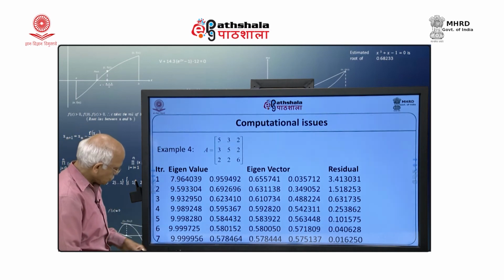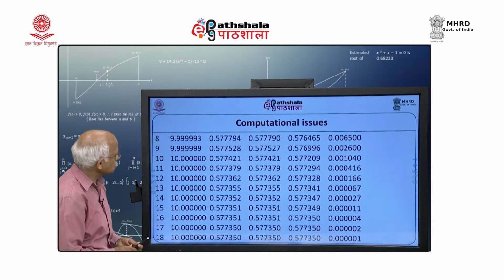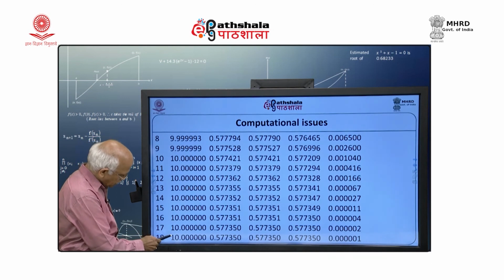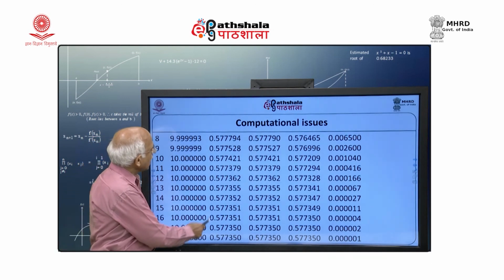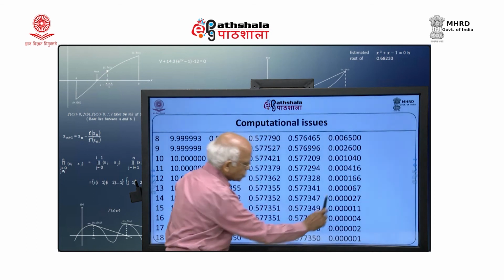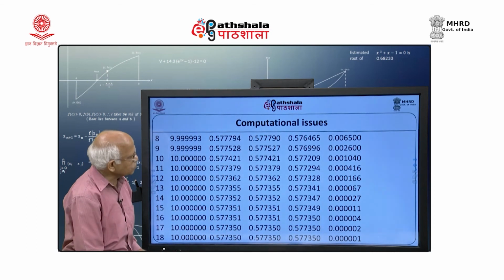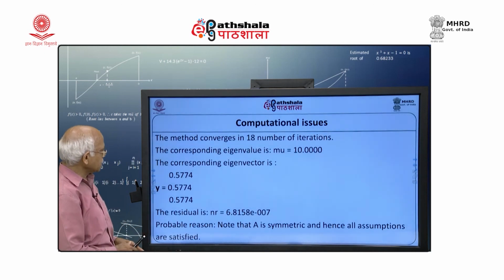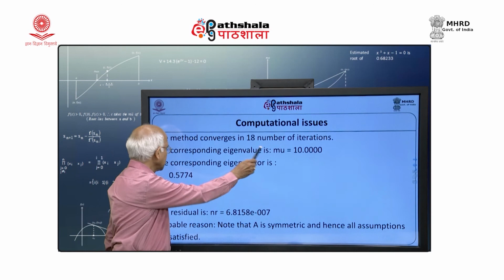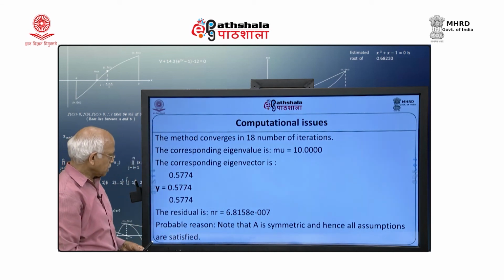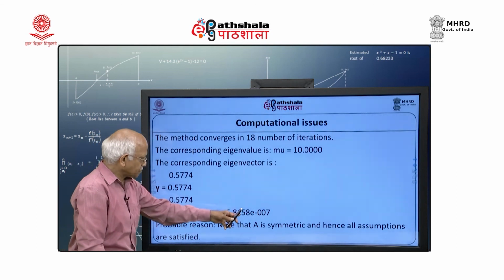So your eigenvalues are going in this direction, and ultimately the eigenvalue becomes 10 here, and you can see that the residual error becomes 0.000001, that is 10 raised to minus 6. It converges in 18 iterations, and we get the eigenvalue as 10 and the eigenvector as this. So the residual is NR equal to this.